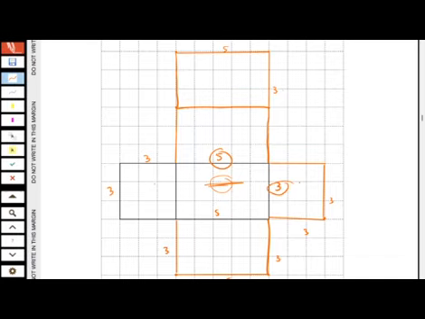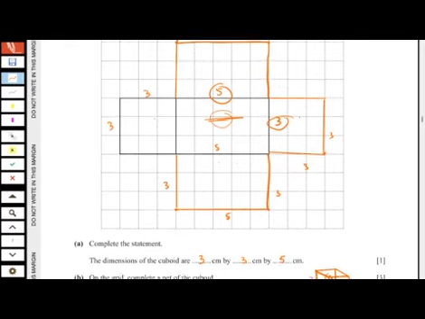So this is the base, we have to fold the left side, then the right side. This is the front side, this is the back side, and this is also the top side. So this would be a cuboid.